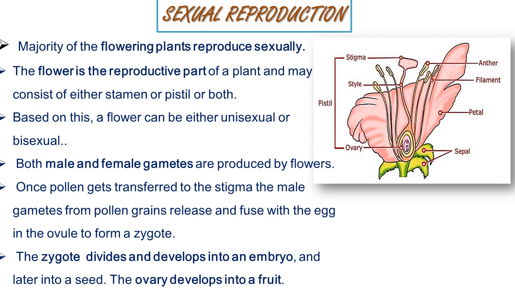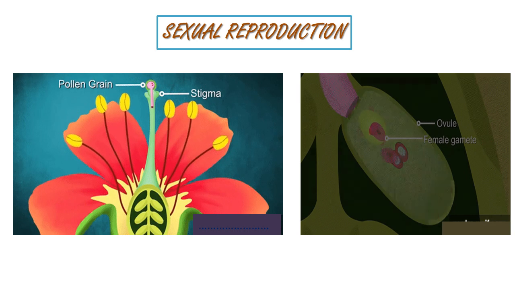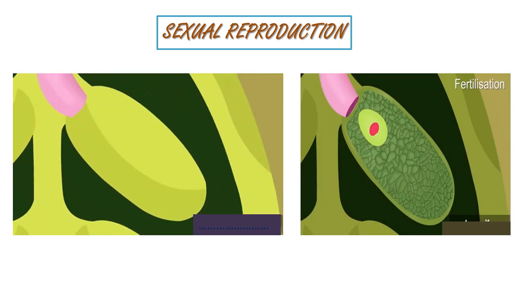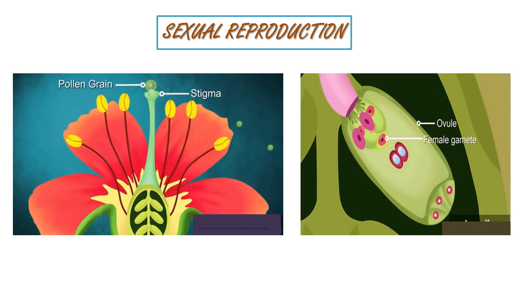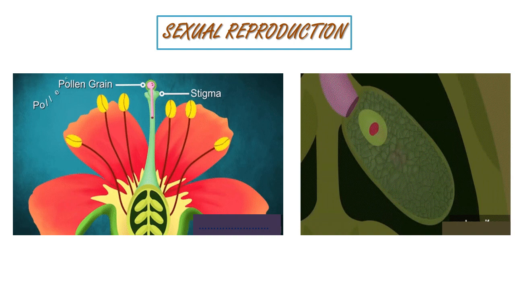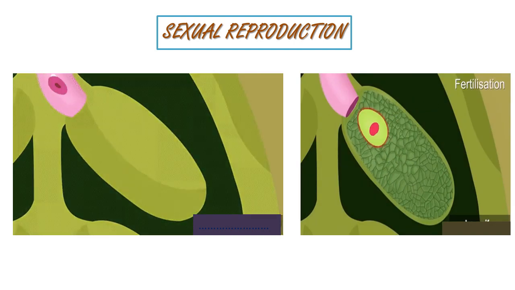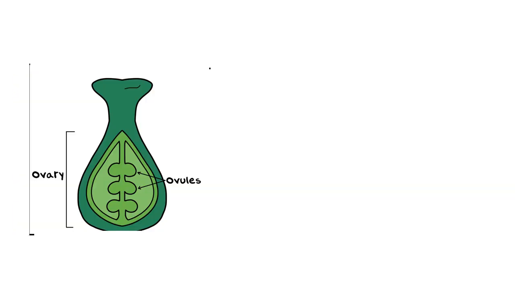Let's see how this takes place. The mature pollen lands on the stigma, and the pollen tube forms. This pollen tube reaches the ovary, where the pollen nucleus fuses with the egg cell to form the fruit, or rather the seed. Let's see it more vividly.